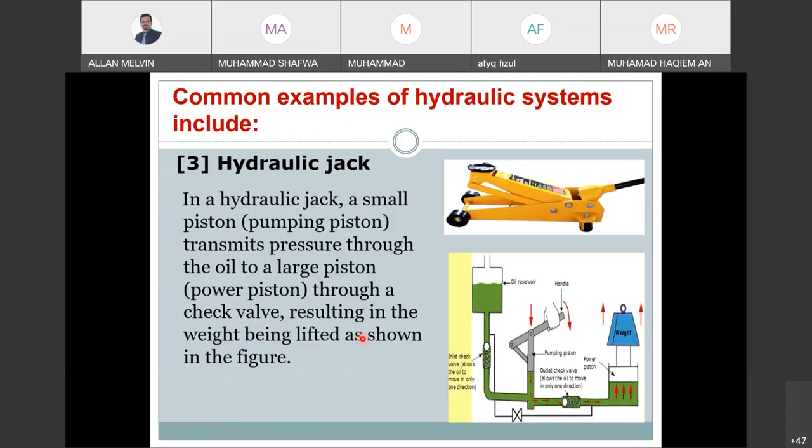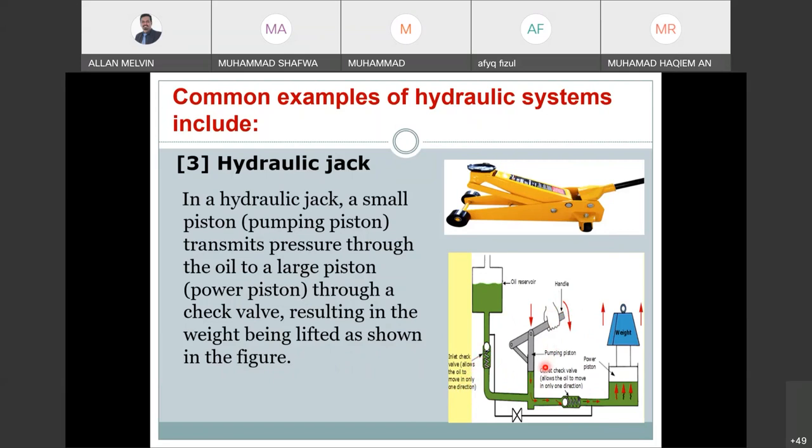Okay, so the third example is the hydraulic jack. I think you have seen this. If you go to a car repair shop, you always see the hydraulic jack. Okay, so in a hydraulic jack, a small piston, a pumping piston, transmits pressure through the oil to a large piston, the power piston, through a check valve, resulting in the weight being lifted as shown in the video. Yani dia untuk lock minyak ni, digunakan check valve. So it will only allow oil to flow in one direction.